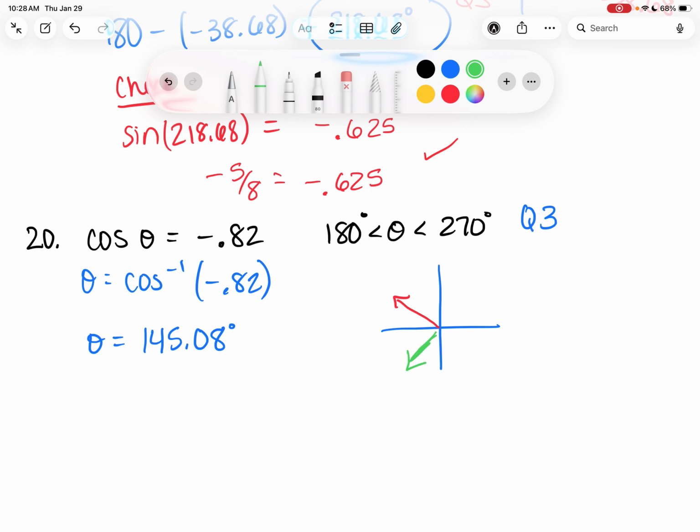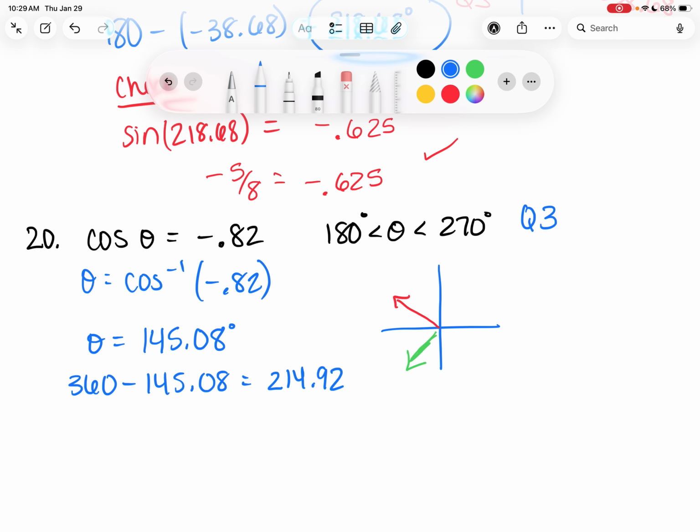Like you're not okay. Negative. Negative doesn't fit. Let me go back. Wait. 214. Yeah, it should be 360 minus the 145.08. So 214.92.